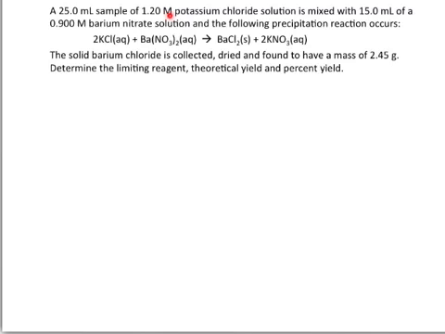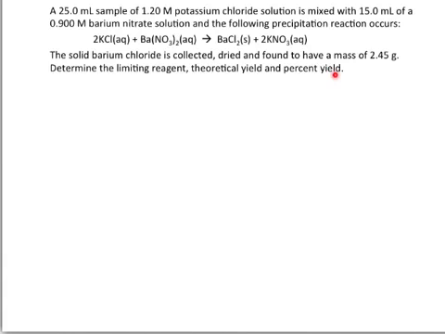So in this example, we're given the volume and concentration of potassium chloride, and we're given the volume and concentration of barium nitrate. This is a precipitation reaction, and the reaction is given here. And so we're told that the barium chloride is collected. We're told what the final mass of the collected barium chloride is. So we want to determine the limiting reagent, the theoretical yield, and the percent yield. And so we'll do these just like the previous stoichiometry examples.